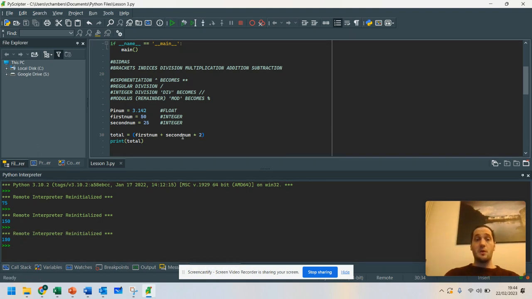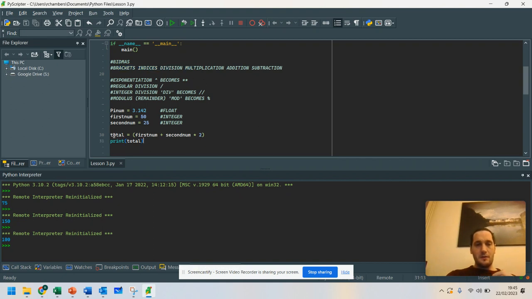That's 100 because of the order of precedence. Okay. So remember the second number is 25. So it's only multiplying that by 2. All right. So please pay attention closely to what's happening with your brackets. Play around with it if you need to understand how this works, and it will help you.